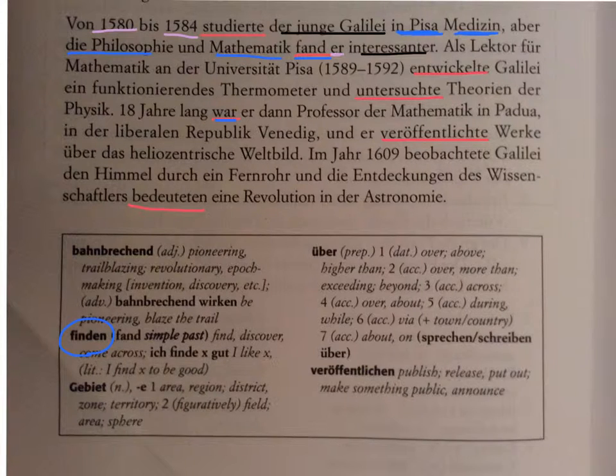As a lecturer in mathematics at the University of Pisa, Galileo developed a functioning thermometer and examined theories of physics. Okay. All the cognate words I'm not going to underline, but you've seen red underlines for each and every one of the verbs that are showing up here as the simple past, which is the preterite form.